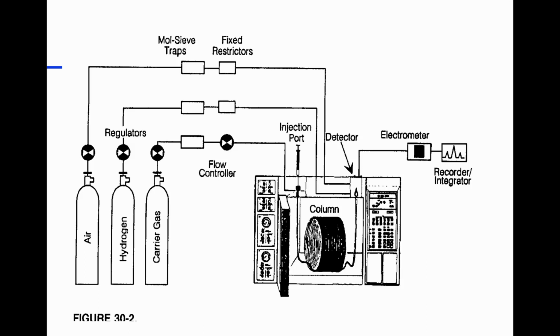And so I measure the flow of electricity across the flame. My flame is carrying the current. If there's no ions, nothing burning, no current flows. If we have a lot of organic material coming out of this column, and we're getting burning here, then we start carrying electricity across that flame. That's our detector, flame ionization detector.